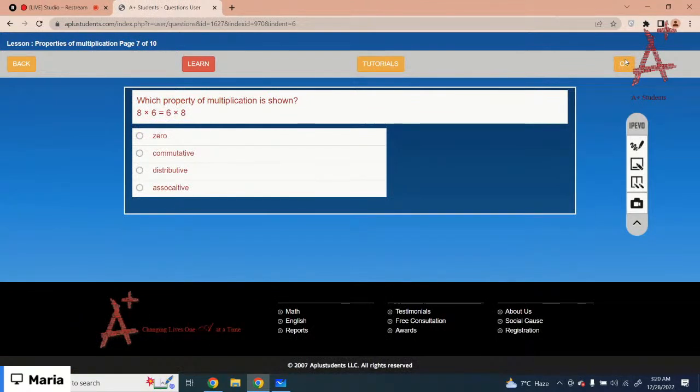Okay, which property of multiplication is shown? Zero, commutative, distributive, associative. Which property is it? Yes, it is the commutative property. Got it? Whenever you have just two numbers involved, it is the commutative property.